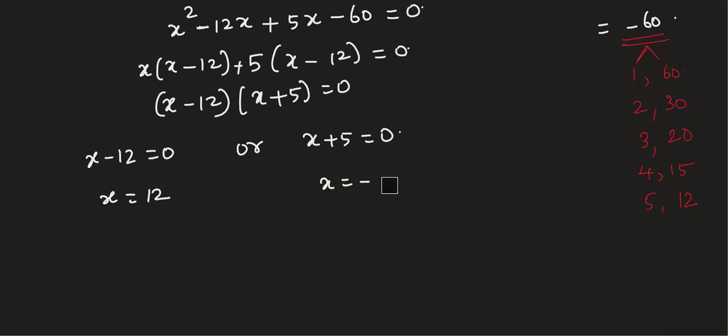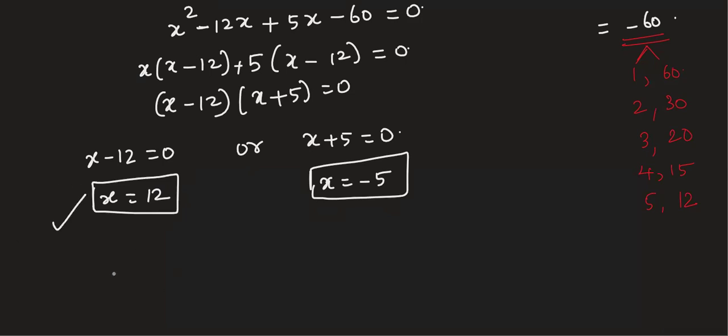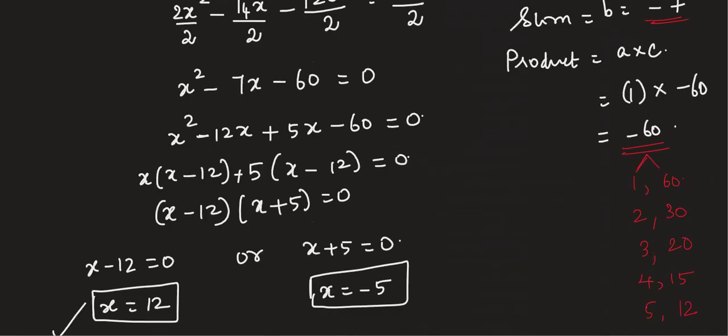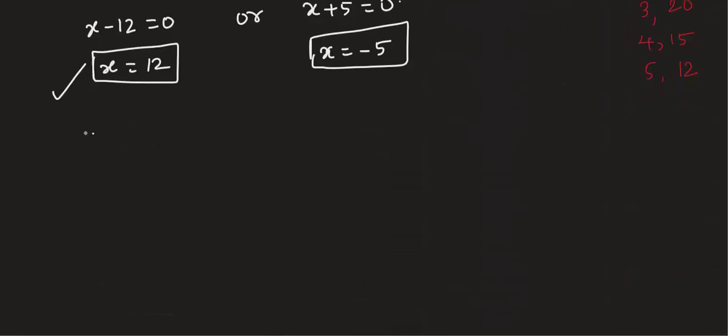Now since we are dealing with measurements, the triangle one, the side of the triangle cannot be negative, right? So minus 5 is eliminated, and we will take x as positive 12. So if x is positive 12, meaning the base is actually, what is the base here? The base is BC. So if x is equal to 12, which is equal to BC, that is the base of the triangle. Then what will become the altitude?